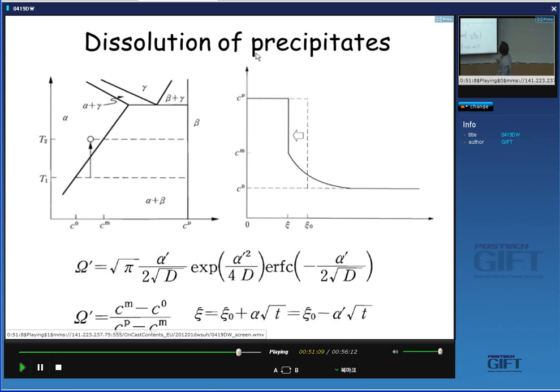Here, Cm is the concentration of alpha phase which is in equilibrium with beta at temperature T. Okay? Is it clear, the meaning of Cm? The position of Cm in the equilibrium phase diagram is here. And this is the concentration of alpha which is in equilibrium with beta at temperature T2.